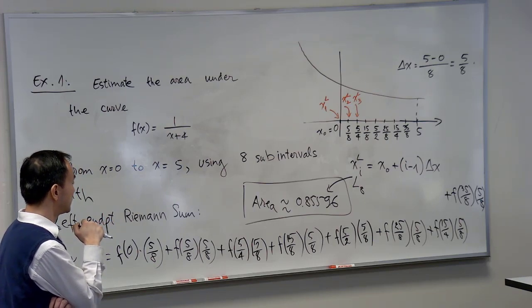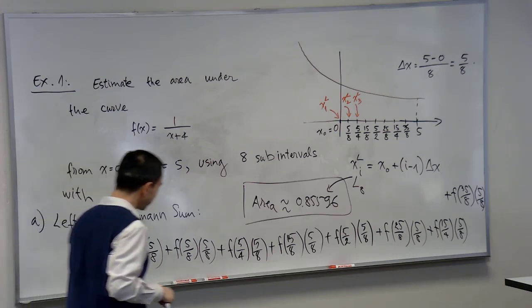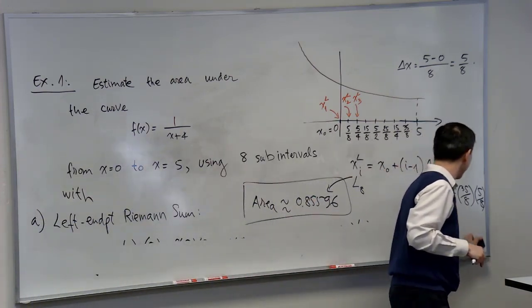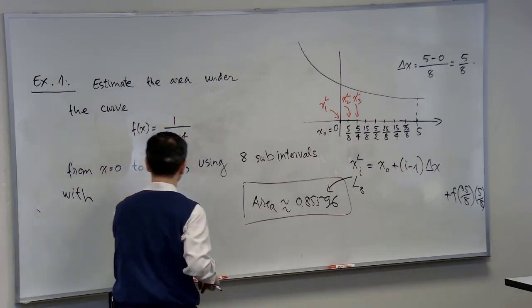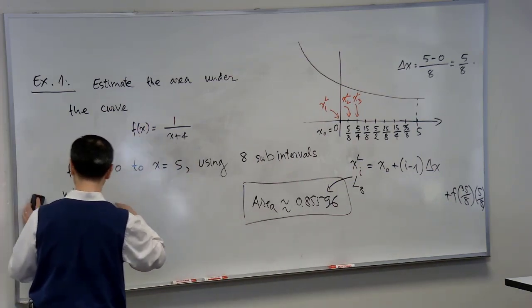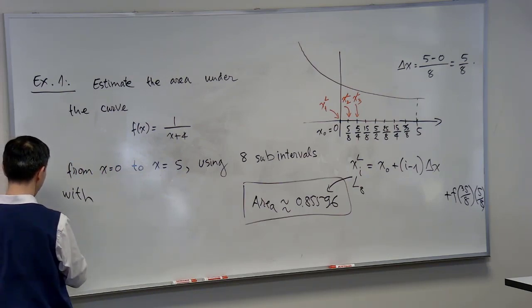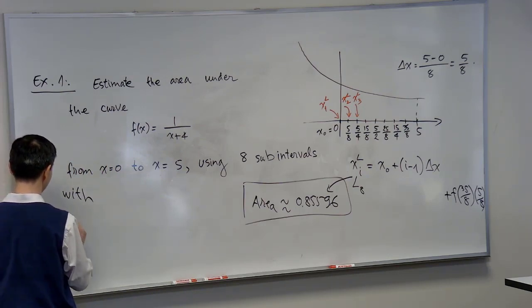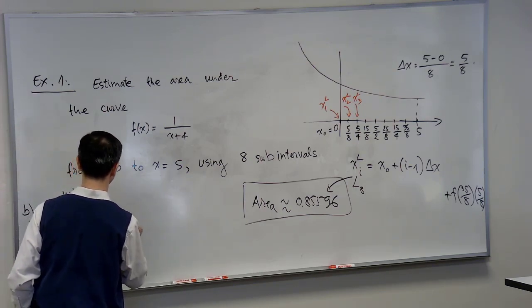All right. So for the same example, let's look at part B. This time we want the same area again, same interval with the shaded area, but we want to approximate it with the right-hand point. We want to go with the right-hand point Riemann sum.